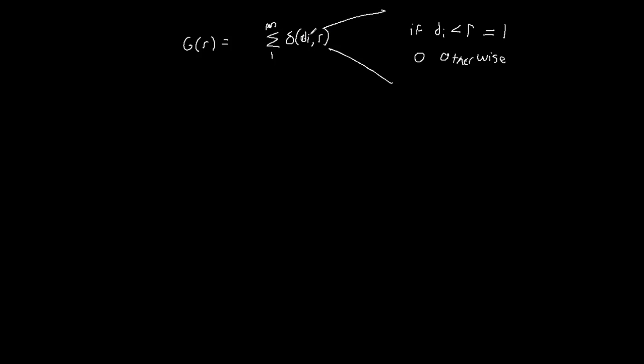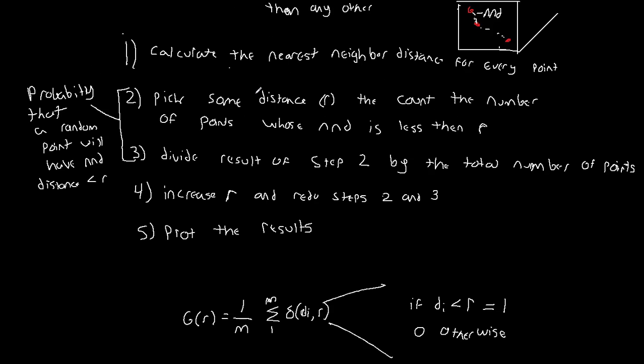So this right here is that comparison, what we said before. We're saying, for a point, is its nearest neighbor distance less than r? If it is, count it. If not, don't. And then we said the next part was to divide by the number of points. So that's the same as multiplying by 1 over m. So this equation right here is the exact same thing as steps 2 and 3.